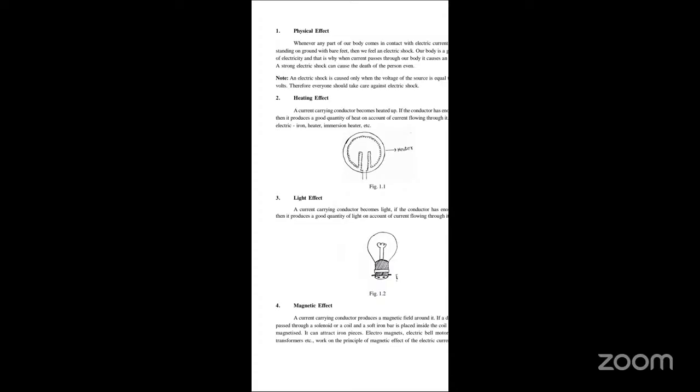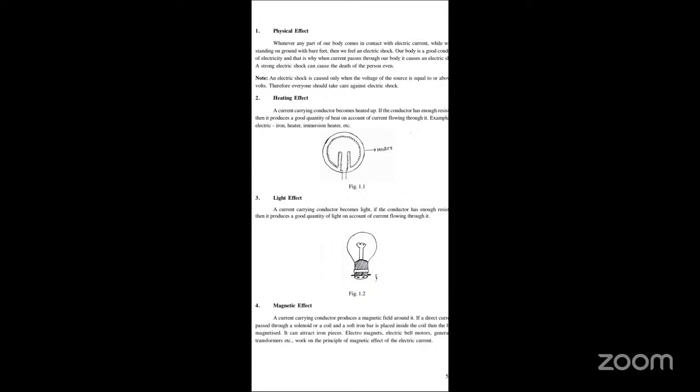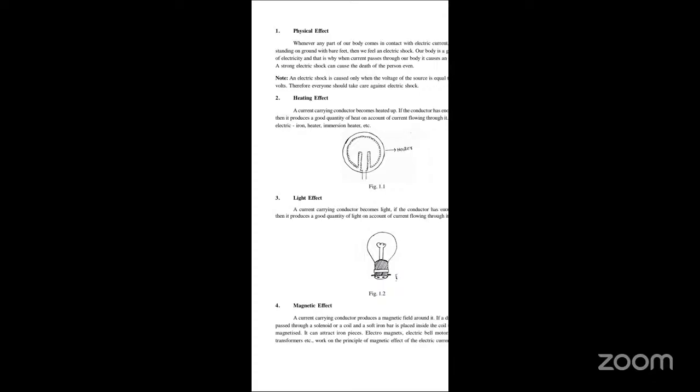So light energy: a current carrying conductor becomes light energy if the conductor has enough resistance, then it produces a good quantity of light on account of current flowing through it, like nothing but a bulb. So if you switch on that bulb, then we get the light energy.